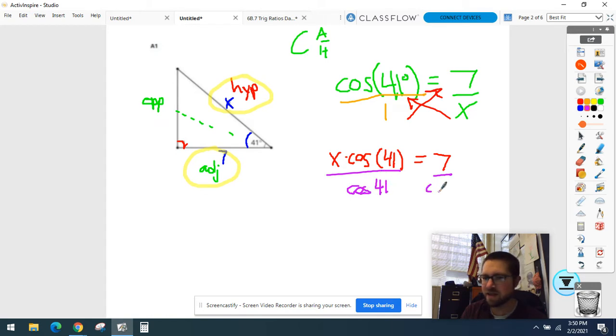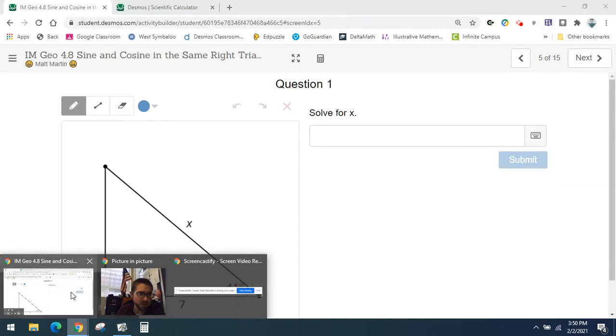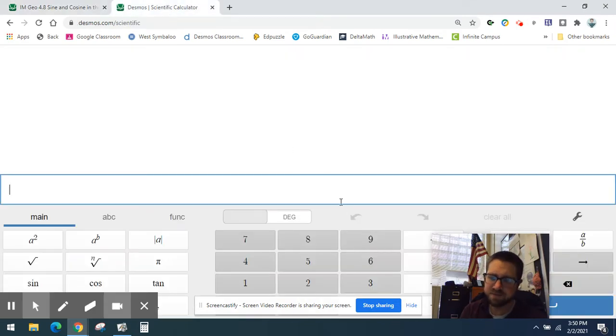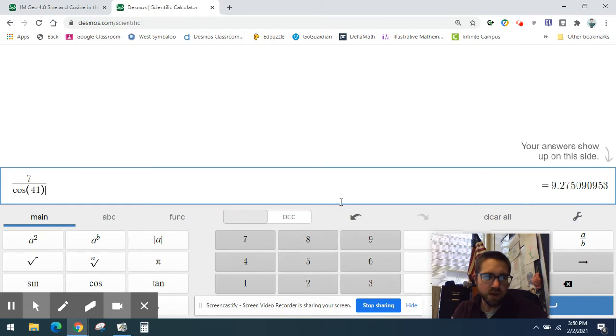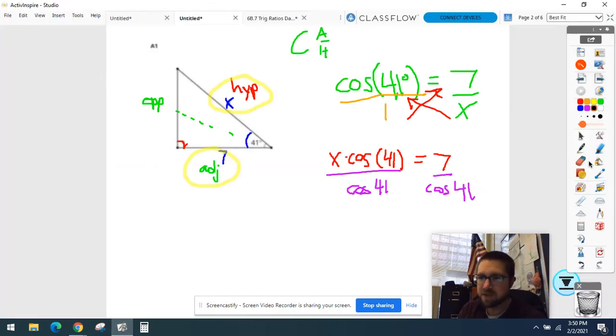And at this point, I need to get out a calculator because I don't know what cosine of 41 is. And I certainly don't know what 7 divided by cosine of 41 is. So calculator, what is 7 divided by cosine of 41? 9.275? Sure, why not? So about 9.3, give or take. Yeah, neat. So x equals about 9.3. That was a nice little problem, wasn't it? All right, round two.